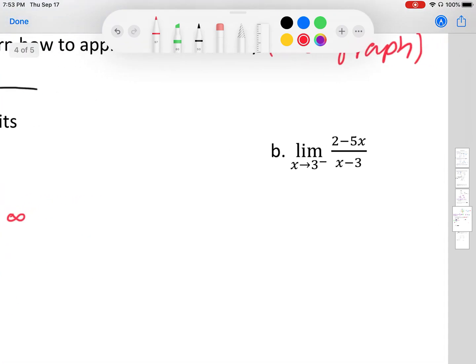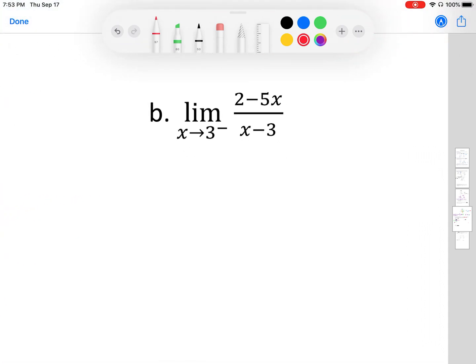Let's take a look at 3 from the left. So we're taking our same graph and we're going to look at it from the negative, from the left. So we're going to do the same thing. We know we can't pick 3. It's going to give us a 0 in the denominator. But I can pick a number that's really close to 3 because it's approaching from the left. So again, if you draw a number line, I can't pick 3, but I can pick a number that's slightly smaller since it's from the left. So what about 2.9999, for example? Okay, let's work this out.